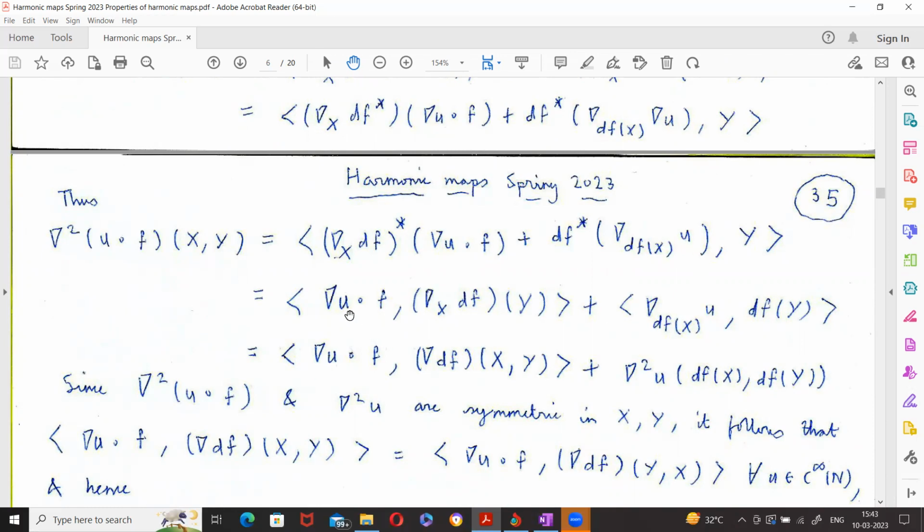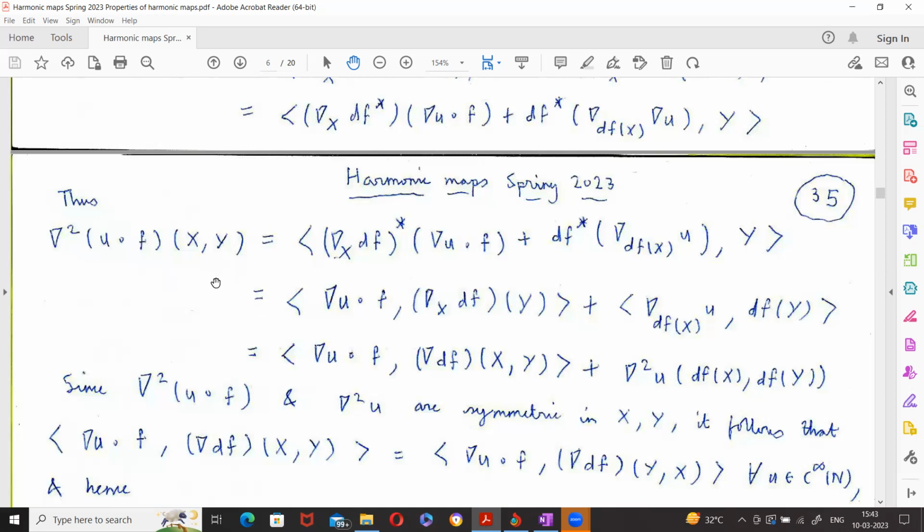So what is this? This nabla x df acting on y, by definition, is the second fundamental form, nabla df acting on xy. So we get the inner product of this with grad u composed with f, plus what is this term? There's a grad u here. So this by definition is the Hessian of u acting on dfx dfy.